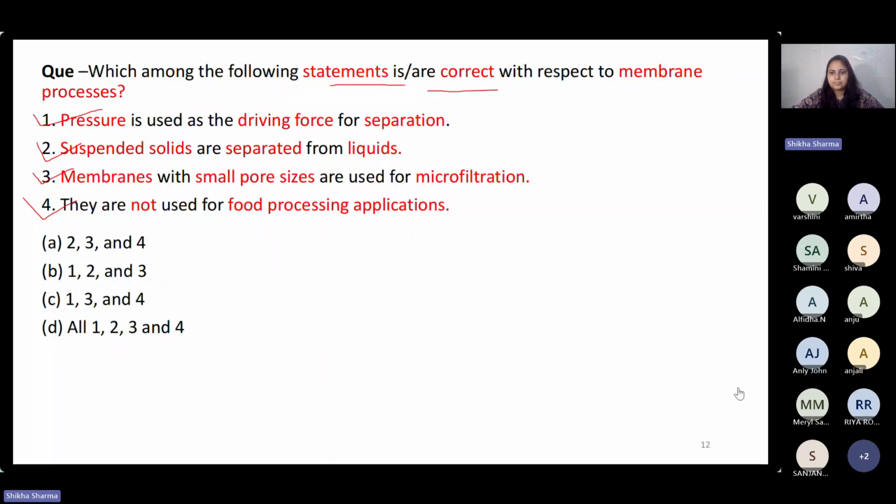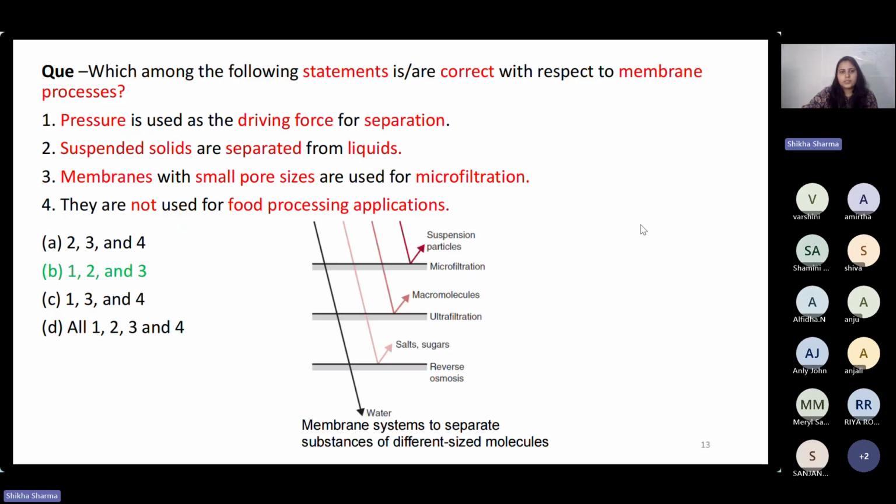Does anyone know the answer to this question, or anyone want to guess any option? So Shiva is saying B, 1, 2, and 3. Okay, let's see. So he's correct.